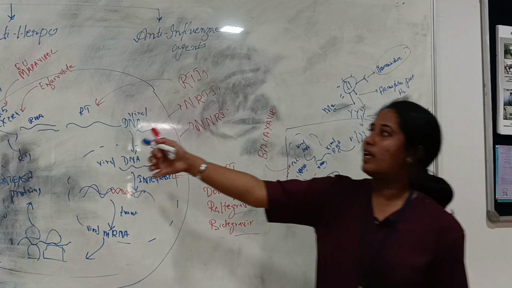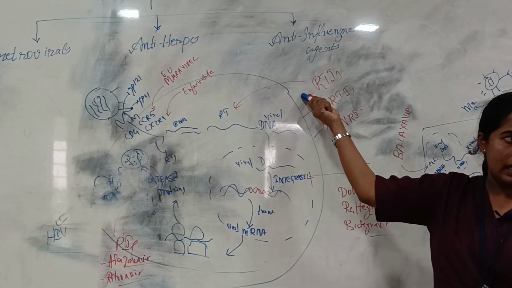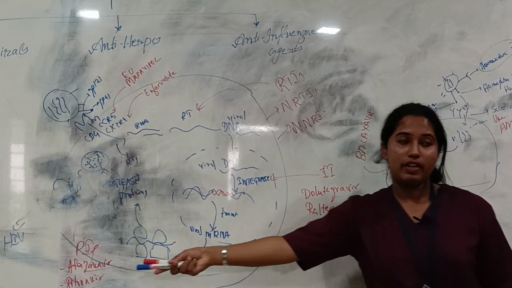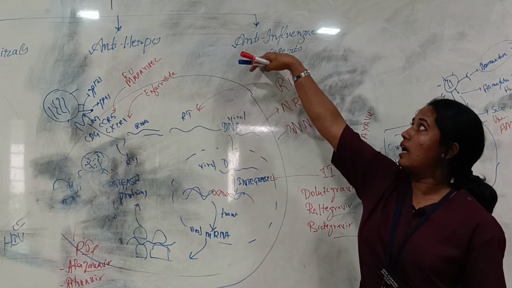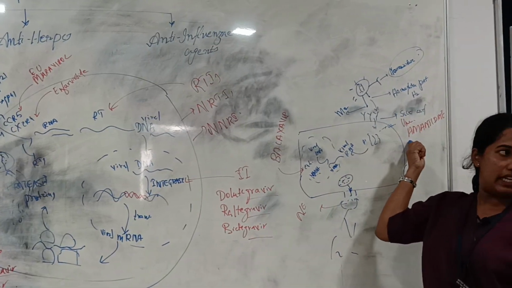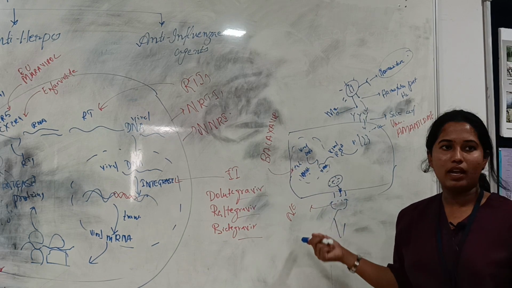So can we come again? Under antiretrovirals, first we have fusion inhibitors, RTIs, reverse transcriptase inhibitors, then integrase inhibitors, then protease inhibitors. So we have 4 classes of drugs under antiretrovirals. Under anti-influenza, we have 3 classes. First is uncoating inhibitors. Next is endonuclease inhibitor. And finally we have neuraminidase inhibitor.